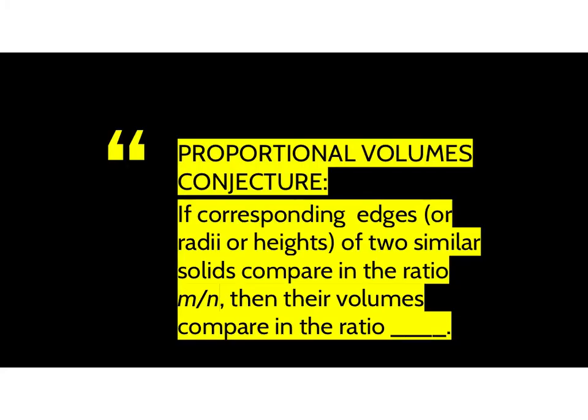So here we have the proportional volumes conjecture, which states if corresponding edges or the radii and heights of two similar solids compare in the ratio of m to n, then their volumes compare in the ratio of, well, let's take a look. If we talk about our sides and they had the ratio of m to n, and then we talked about and found that area was m squared to n squared, we can take it one step further and talk about the volume, and that is m cubed to n cubed.